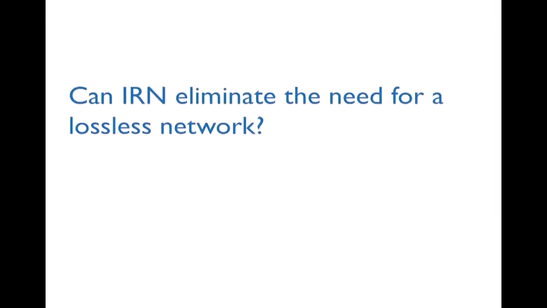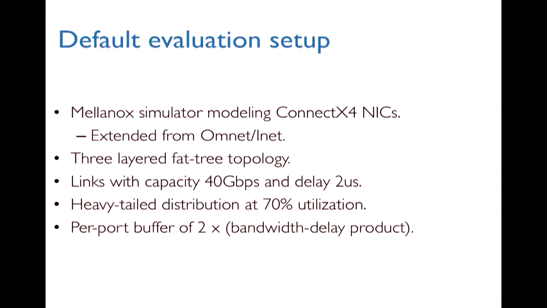Now, the first natural question that we would like to evaluate is whether these changes are enough to actually eliminate the need for a lossless network, which is our main goal. We evaluated that using a simulator that was developed at Mellanox, which models their ConnectX-4 NIC and is extended from OMNeT++ INET. We extended the simulator to also support IRN. We model a typical data center scenario with a 3-layered fat-tree topology, links with capacity 40 Gbps and delay 2 microseconds. We used a workload comprising a mix of flows with a heavy-tail distribution, and so on.